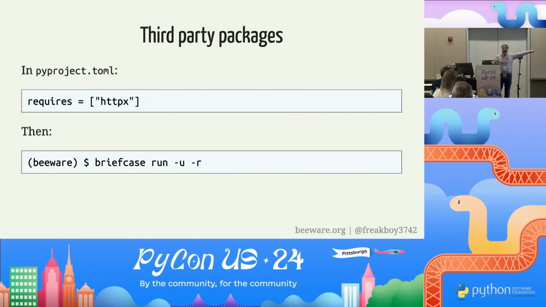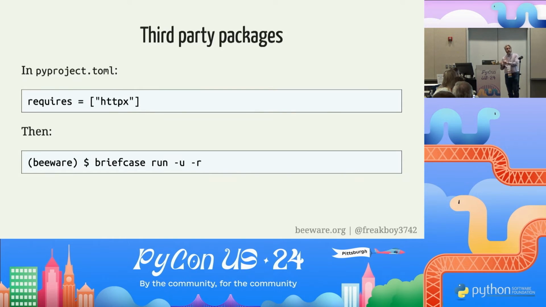We're just using a bare HTTPX here, but it could be specifying a particular version if you wanted to for reproducibility purposes. Then once you've done that, you say briefcase run -u -r. So it's going to both do an update, but also update the requirements. Installing requirements obviously takes a little bit of time, so we don't do that by default every single run.